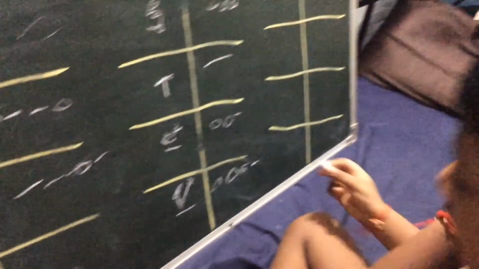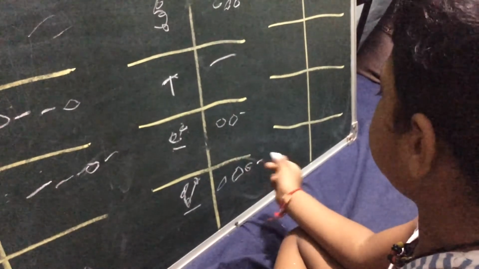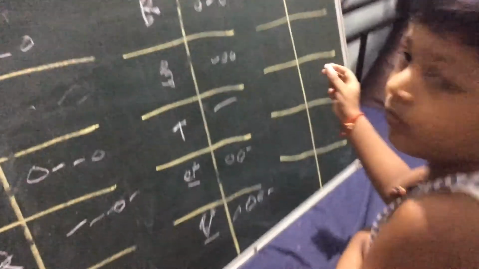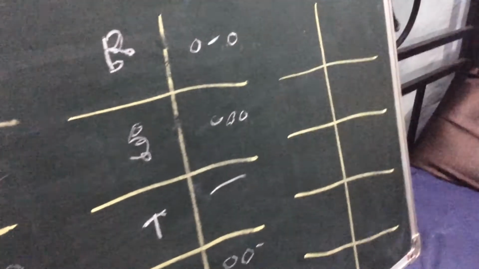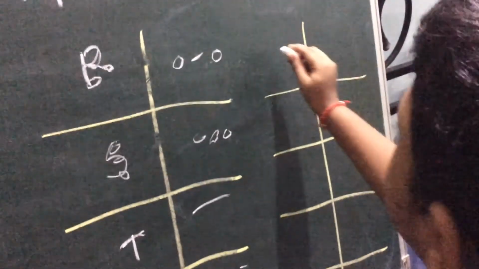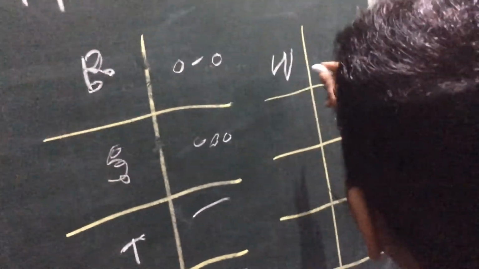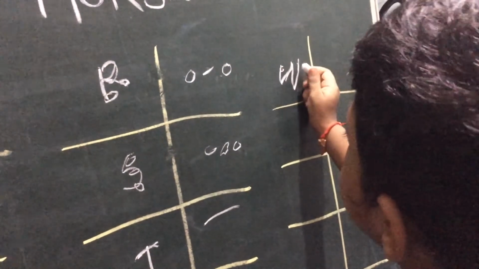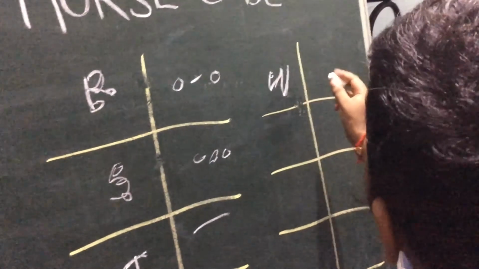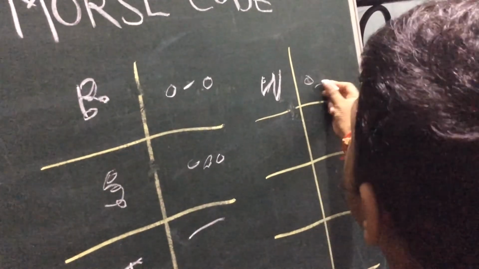What is that? Say. That is dot, dot, dot, dash. Okay. Even V is also having the dash down. Okay. W. Now X. U, V, W now. See W. W is dot, dash, dash. Very good. Dot, dash, dash.